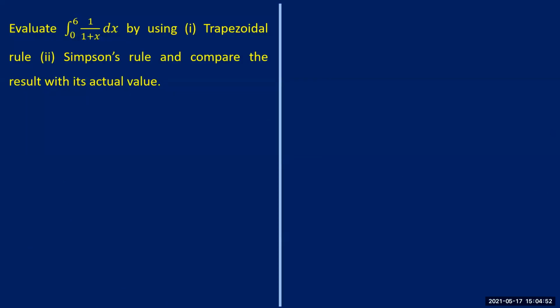Now we are evaluating this integration from 0 to 6, 1 by 1 plus x dx using both trapezoidal as well as Simpson's rule. And we need to even compare the result with its actual value, right? Let us see how we can find out all these things. And now see, whatever the integrand you are given here, I'm taking it as f of x initially. So you are given that as 1 by 1 plus x here. So I'm taking this as f of x.